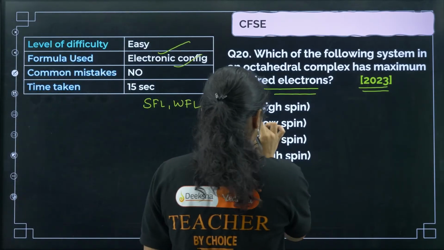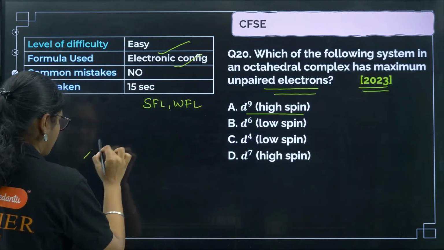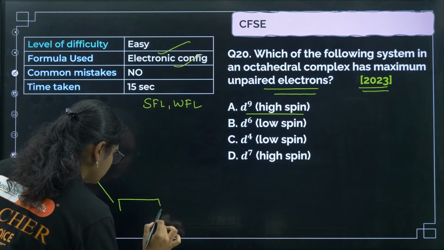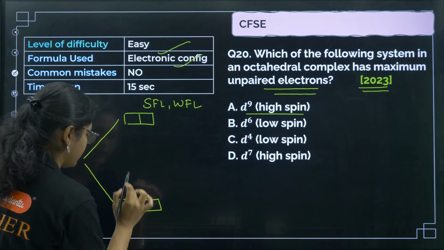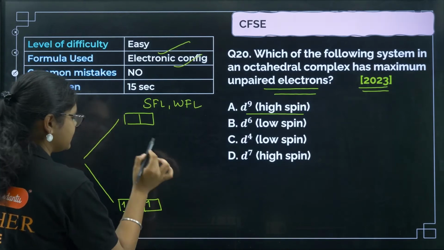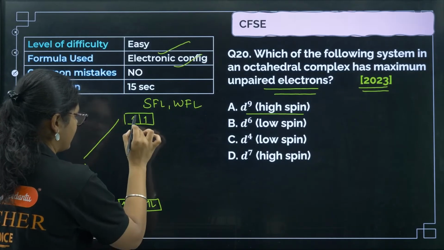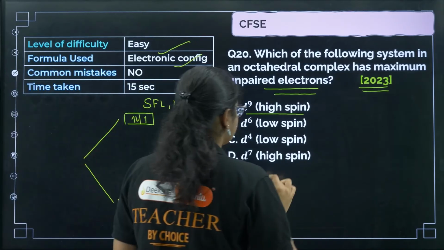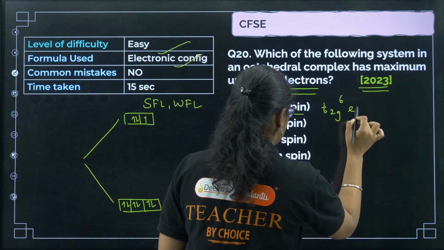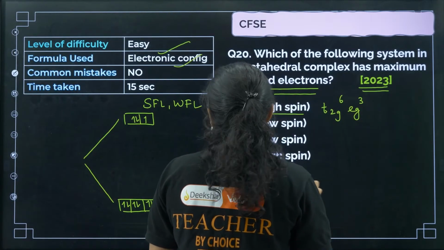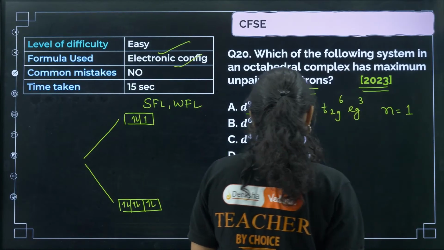Now first of all, d9 high spin, what will be the configuration? I'll draw it here. We have t2g and here we have eg. So 1, 2, 3, high spin means there will be no pairing, so 4, 5, then 6, 7, 8 and 9. For the d9 configuration, it is t2g6 eg3. What is the total number of unpaired electrons? The total number of unpaired electrons is 1.